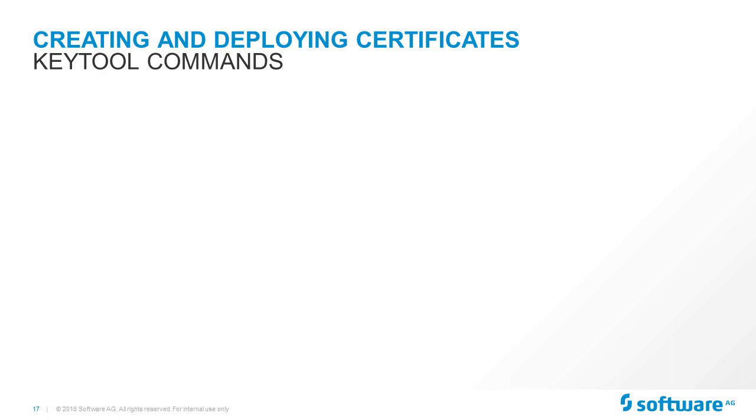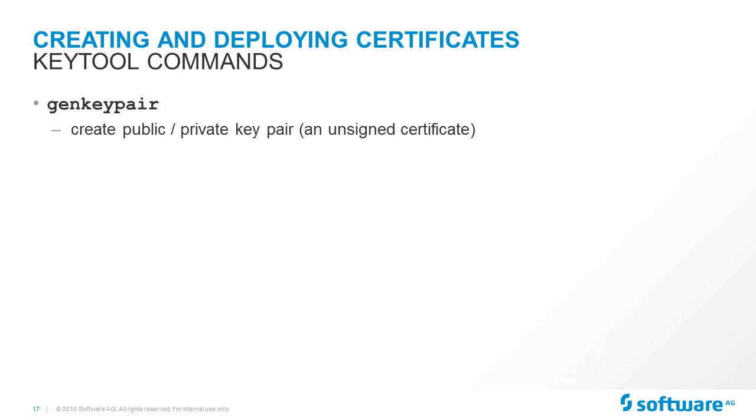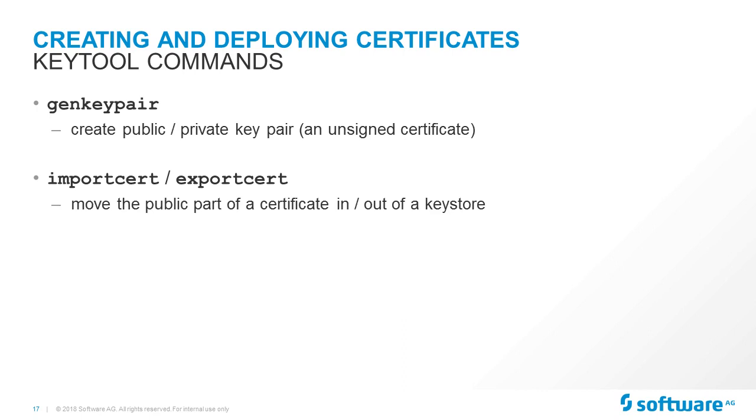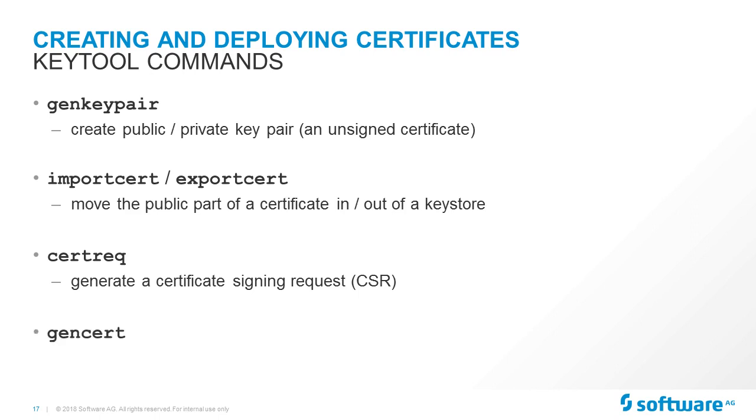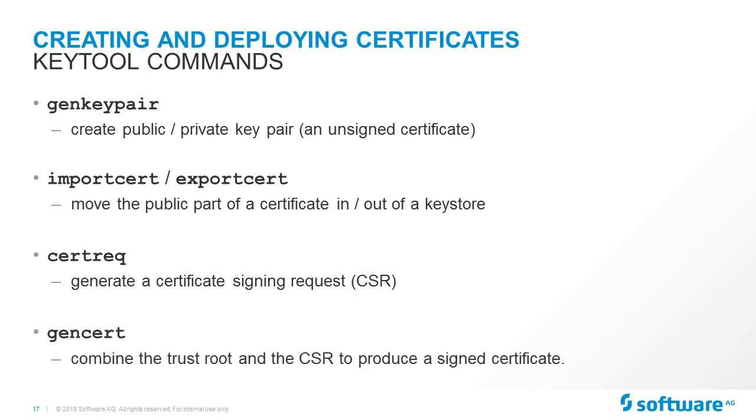Now the command line tool keytool has several subcommands which we'll use. Genkeypair, which can be used to create public and private key pairs, essentially an unsigned certificate. Importcert and exportcert, which can be used respectively to move the public part of a certificate into a key store or out of a key store. Certreq, which can be used to make a certificate signing request. And gencert, which turns a certificate signing request and the trust root information into a final signed certificate.